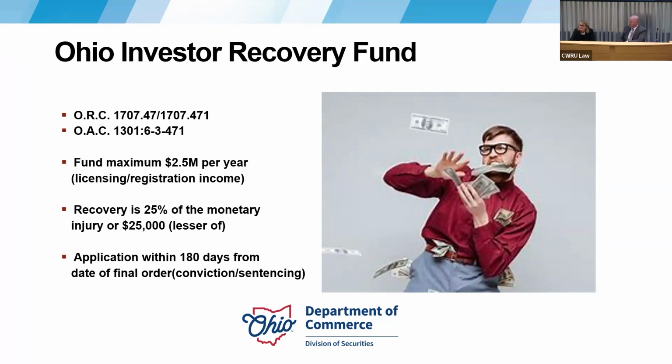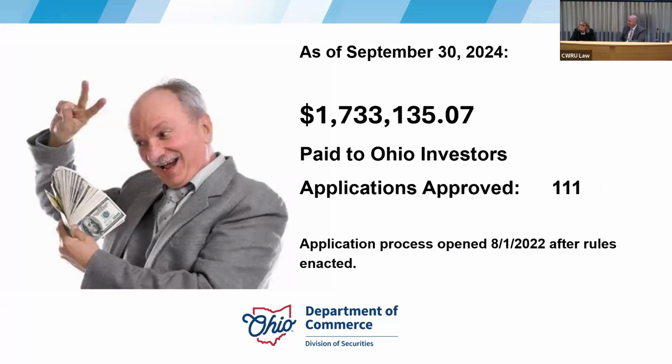We reported out on the inception of that last year. And this went into place in October of 2022, and it allowed for recovery up to 25% of the loss sustained by an Ohio victim, or $25,000, whichever is lesser. It's funded up to 250 million. I'm sorry, 2.5 million. I wish it was 250 million. 2.5 million per fiscal year. And as of September 30th, we've given back over $1.7 million to Ohio investors.